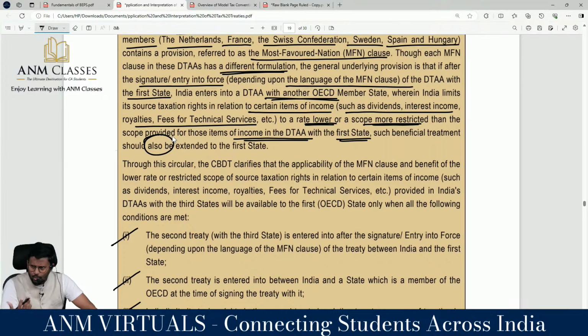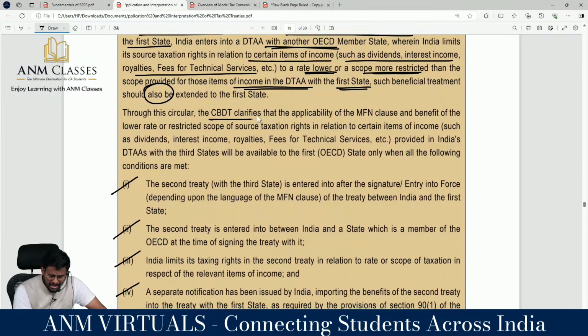Sir, after entering DTA with one country, if in that DTA MFN clause is there, and India is entering DTA with another country subsequently, with either a concessional rate of tax or a reduction in the scope of total income or an increase in the allowances provided, these benefits will be available to the first country. Clarity? Yes, sir.